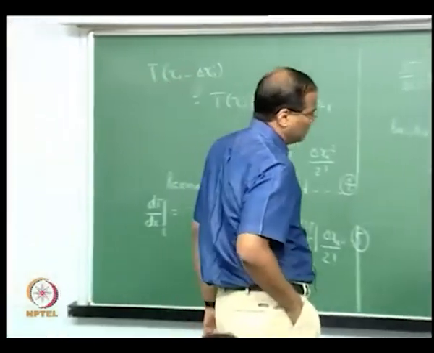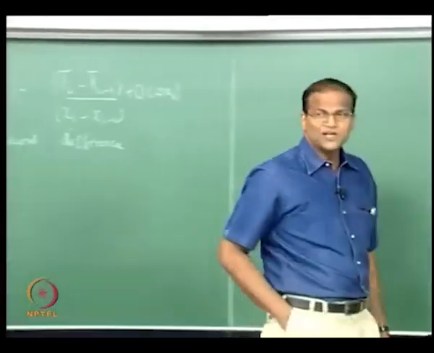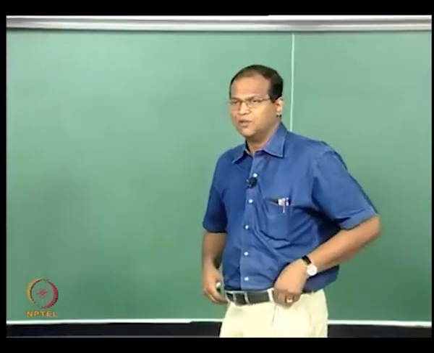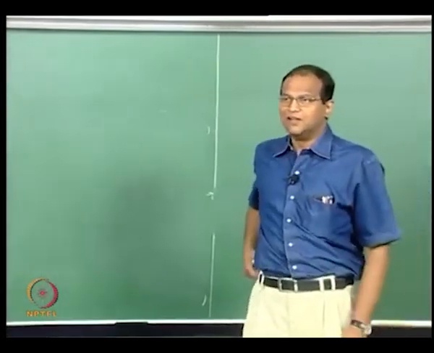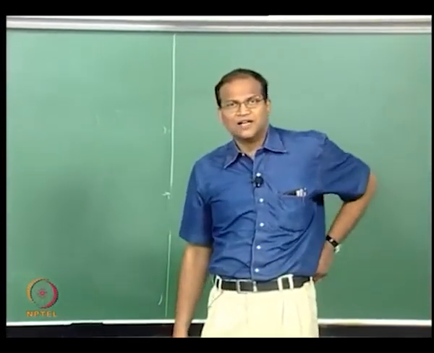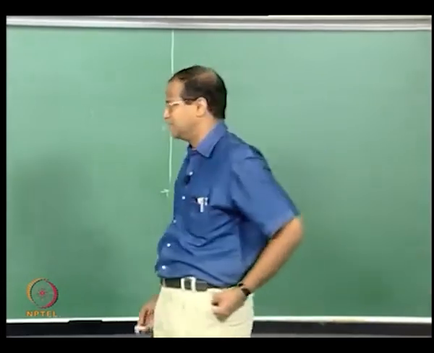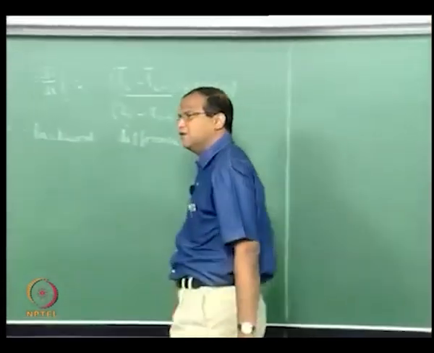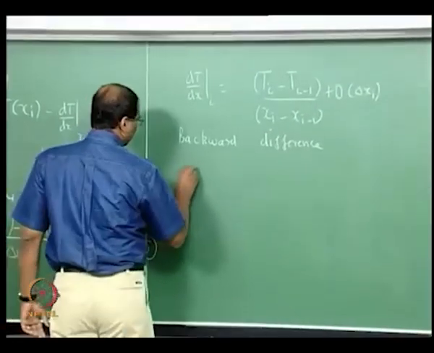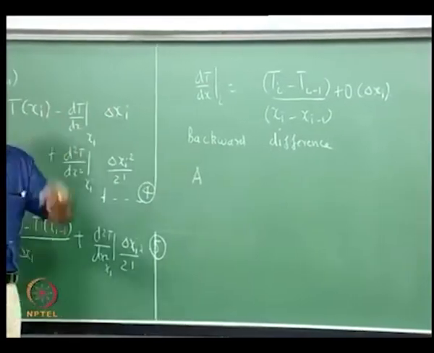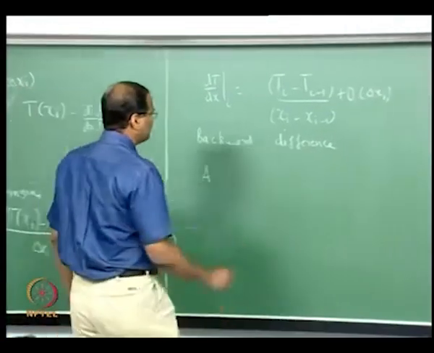Now, approximation of the second derivative is very important, because if you want to solve the Laplace equation, d square T by dx square and d square T by dy square make an appearance. So now we will have to look at the approximation of the second derivative. Please remember that even the backward difference is also first order accurate.